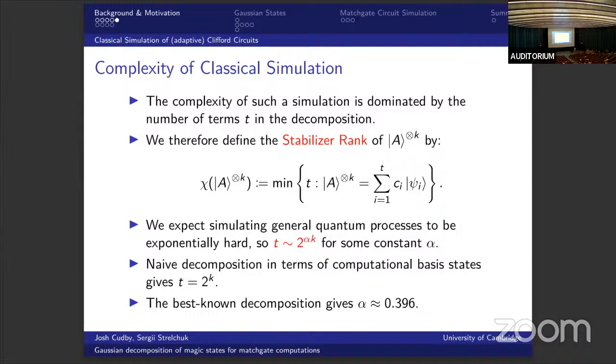Now, if you just do this naively in the computational basis, we'll have 2 to the k terms, so alpha equals 1. But actually, if you do something more clever, the best known decomposition, at least best known to me, gives alpha something like 0.4. So there's actually really tangible benefits to finding better decompositions for doing these simulations. Yeah, so this alpha is made by combining these cat states together. It's quite non-trivial, but it does end up with quite a good decomposition.